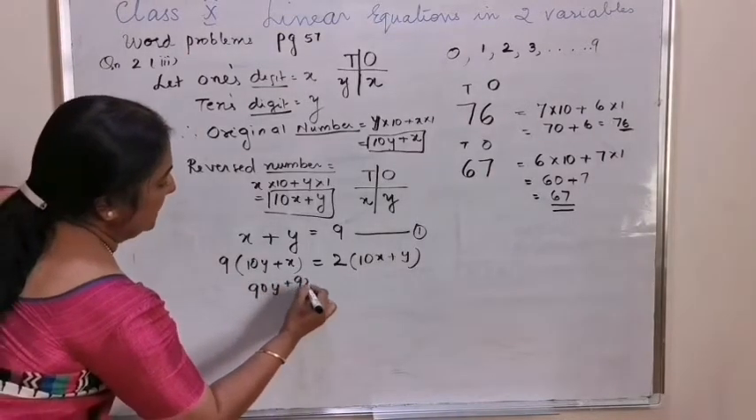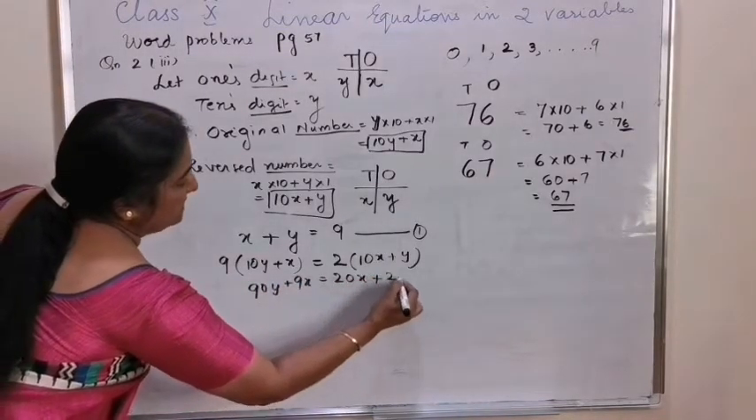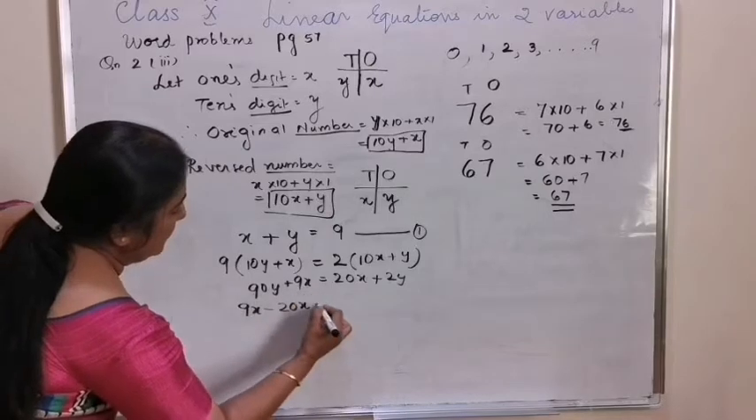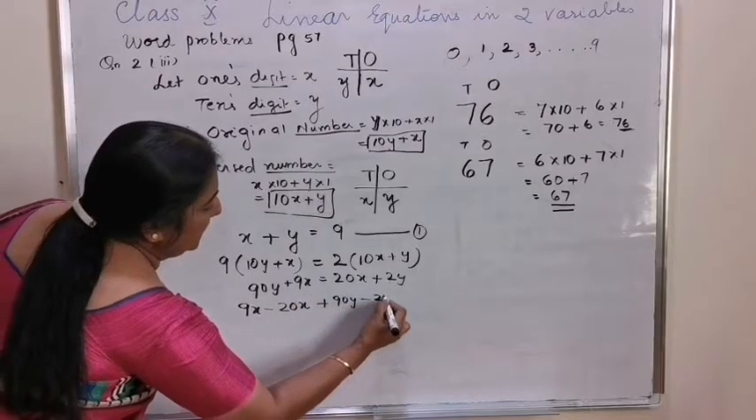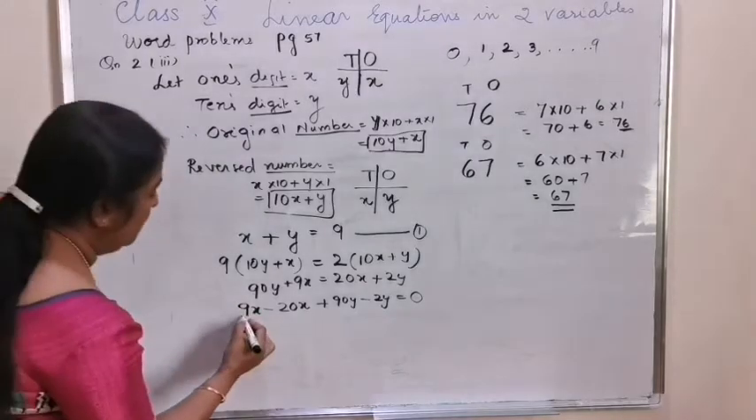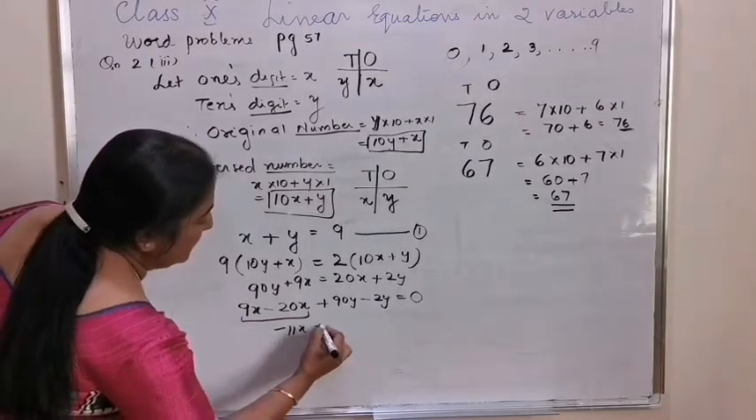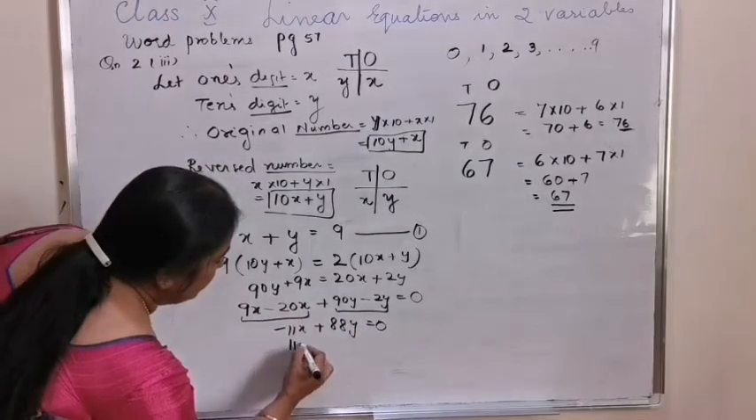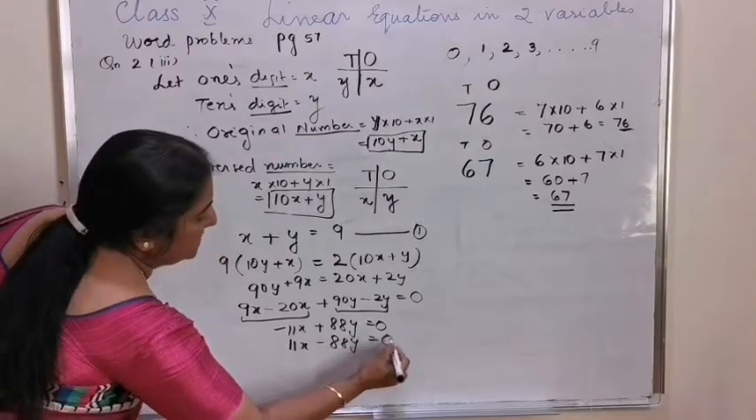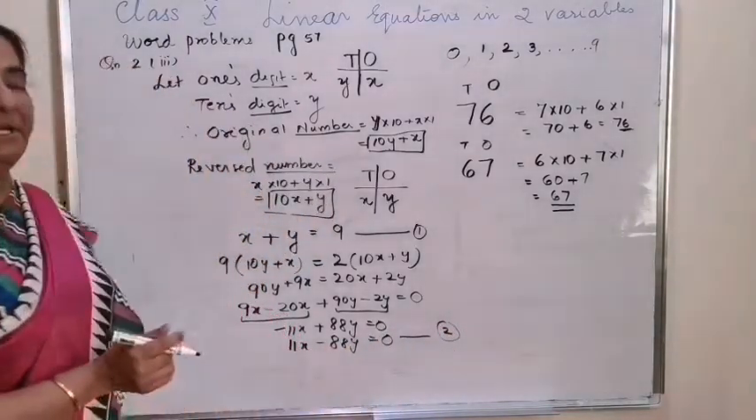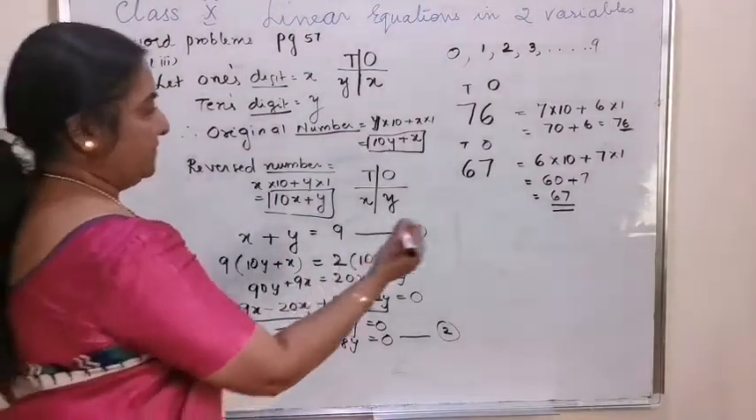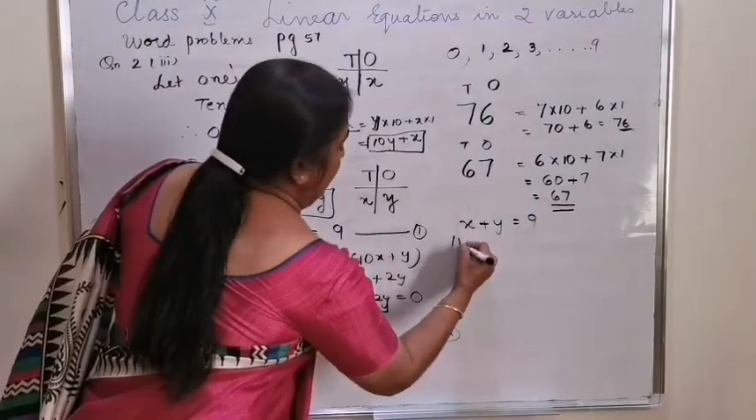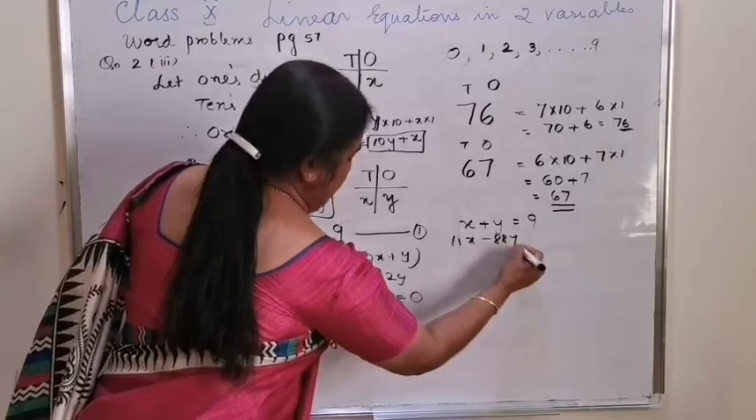90y plus 9x is equal to 20x plus 2y. 9x minus 20x plus 90y minus 2y is equal to 0, or minus 11x plus 88y is equal to 0. You can write it as 11x minus 88y is equal to 0 as equation number 2. Now solving, x plus y is equal to 9 and 11x minus 88y is equal to 0.